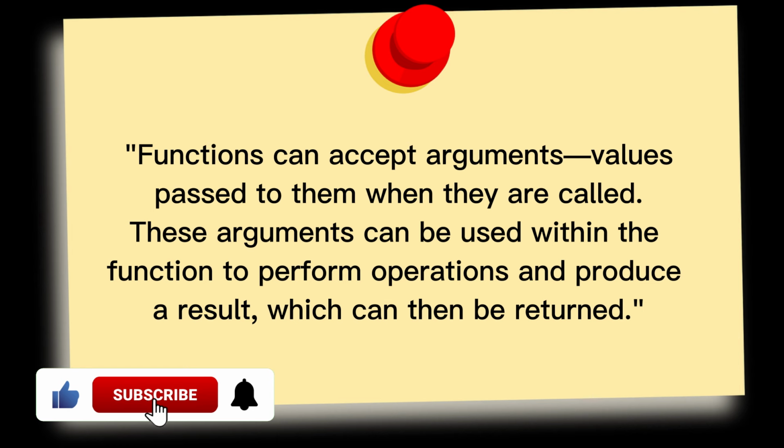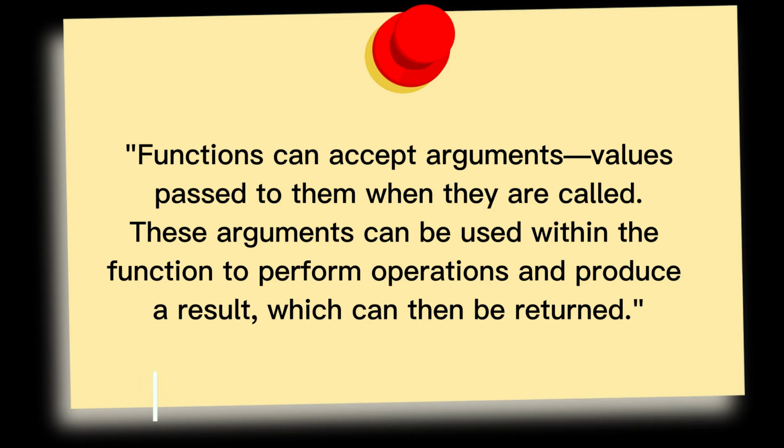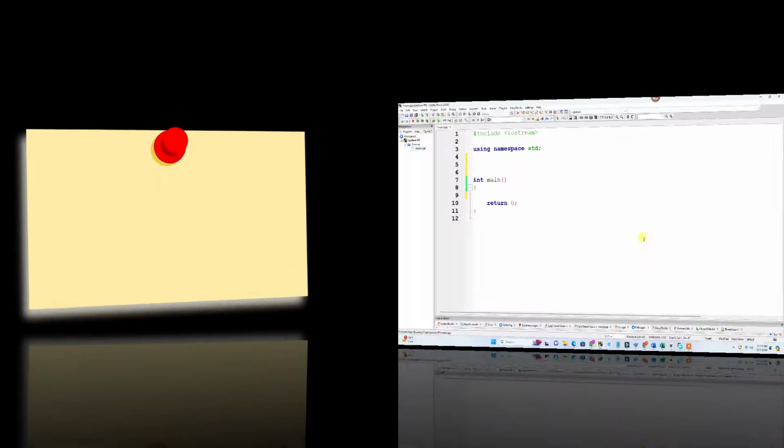Function arguments and return values. Functions can accept arguments, values passed to them when they are called. These arguments can be used within the function to perform operations and produce a result, which can then be returned.